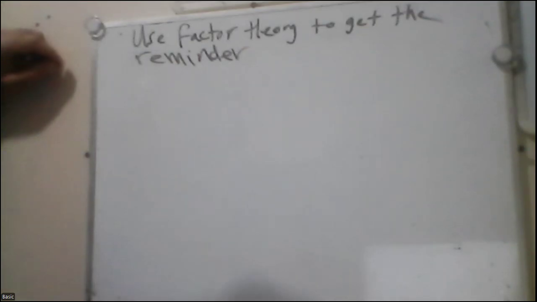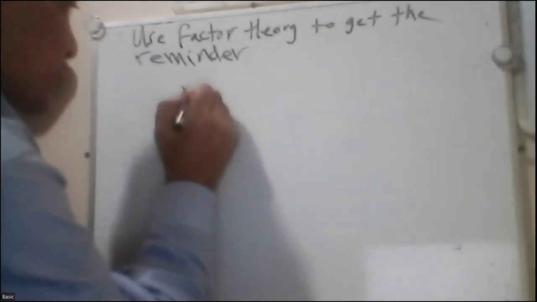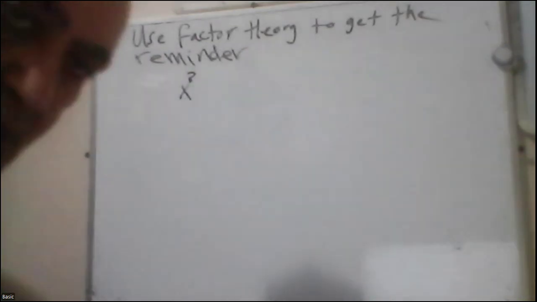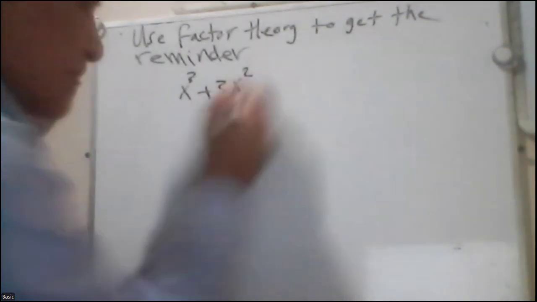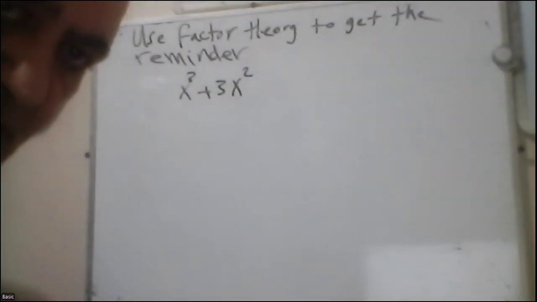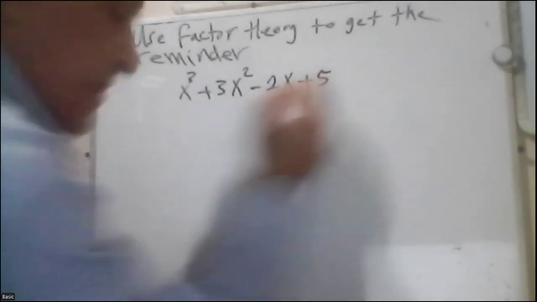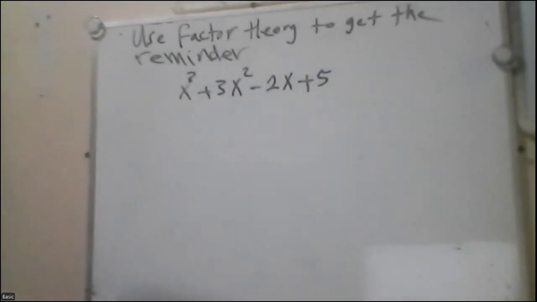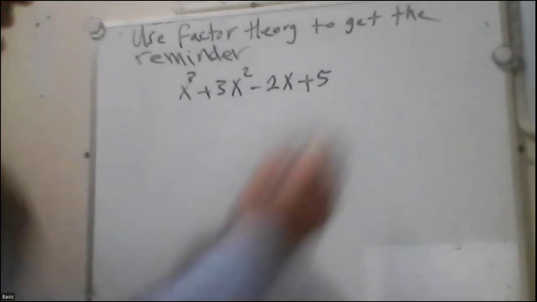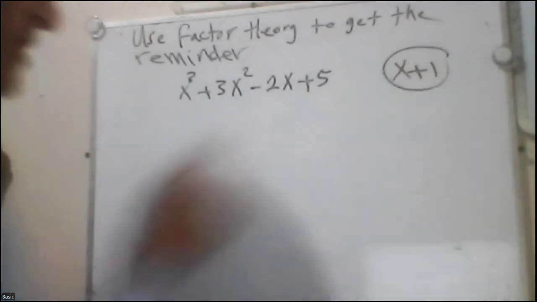Here, the example is x cubed plus 3x squared, the same example which we did before, minus 2x and plus 5. So we'll apply this right now for x plus 1. That is what we divide on. We divide on x plus 1.